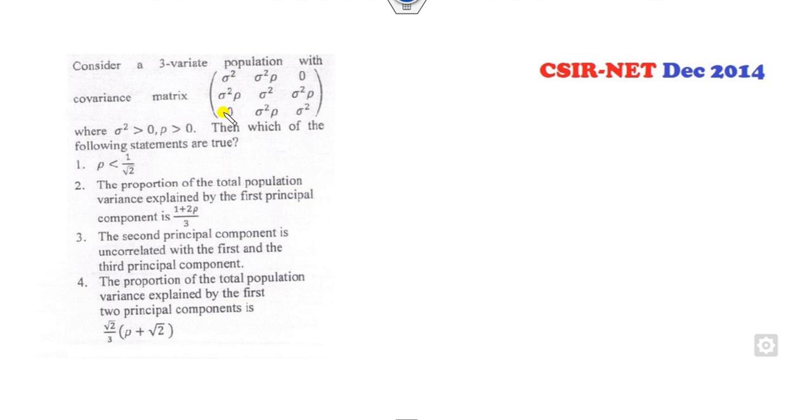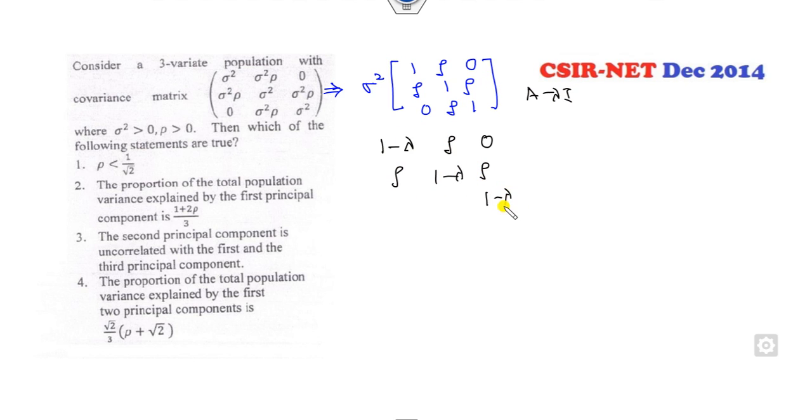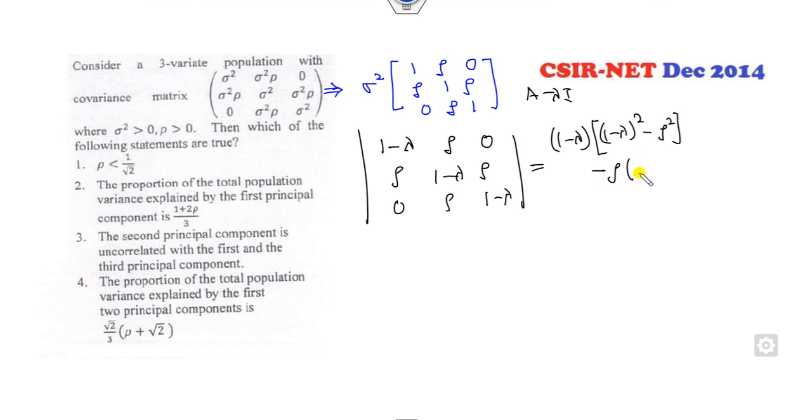Okay, look at another one. For a 3 variate case, which of the following proportions of the principal components hold? Again, I can find the eigenvalues. I can take sigma square as common: the matrix 1 rho 0, rho 1 rho, 0 rho 1. Since the off-diagonals are not 0, I can find the determinant of A minus lambda I. If I expand it, it comes to 1 minus lambda square minus rho times the next term.